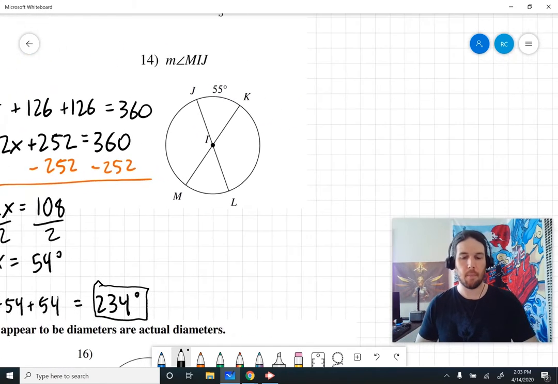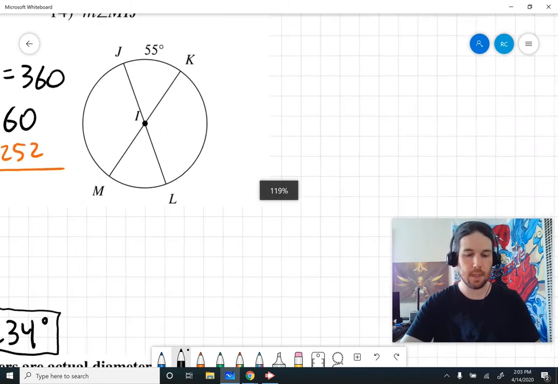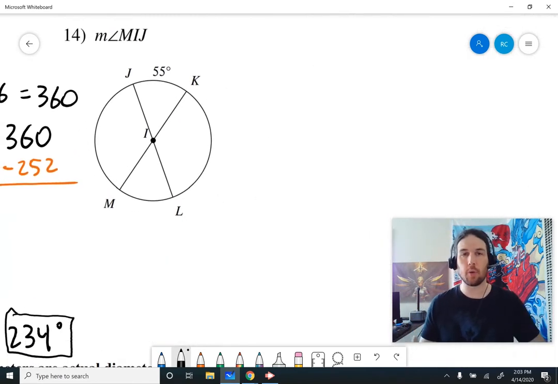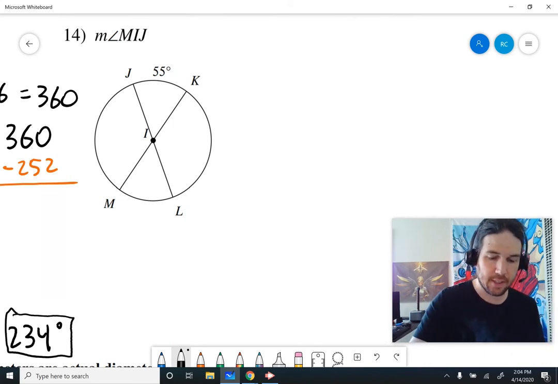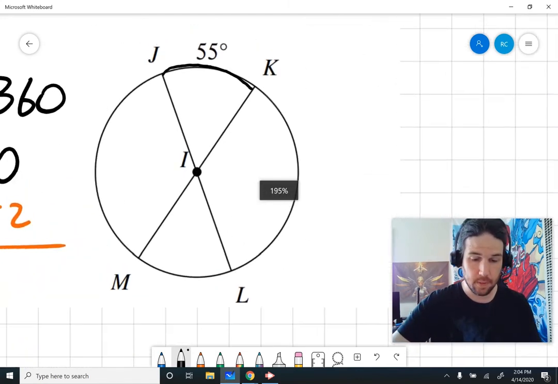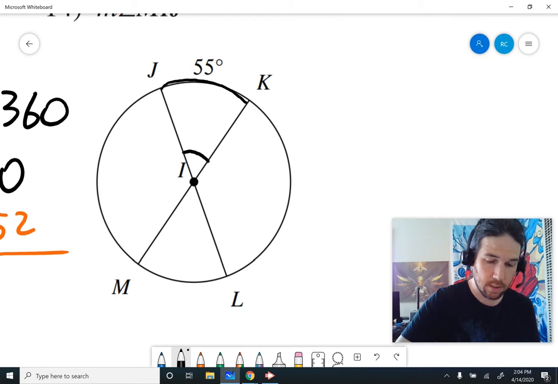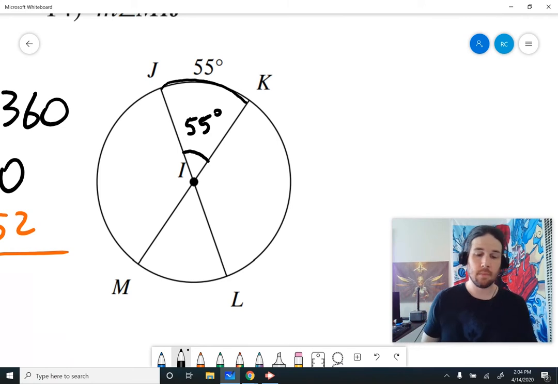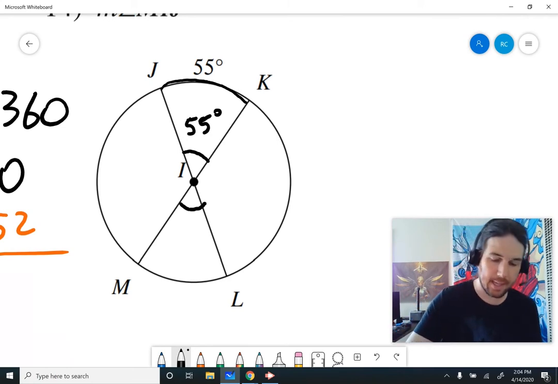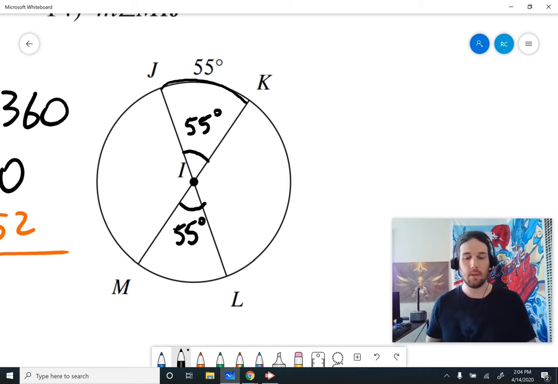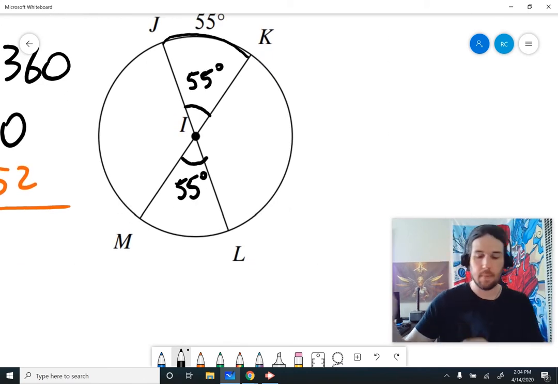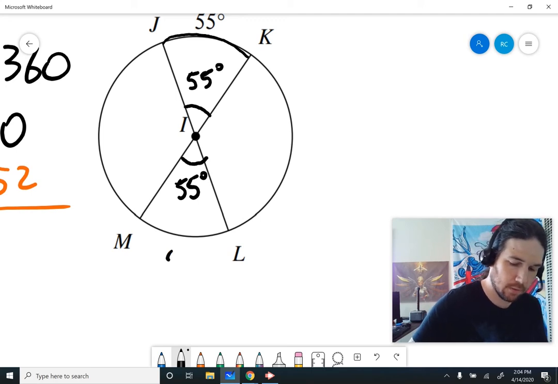All right, number 14. Hey, look, more vertical angles. I don't care what we're looking for yet. Let's find all these angles first, and then we'll figure it out, okay? If this arc, JK, is 55 degrees, then this central angle is also 55 degrees. But because it's vertical angles, this angle MIL is also 55 degrees, which means this arc ML is also 55 degrees.